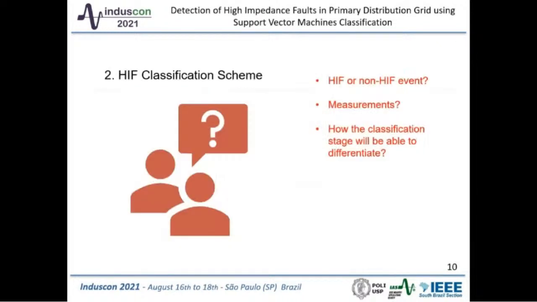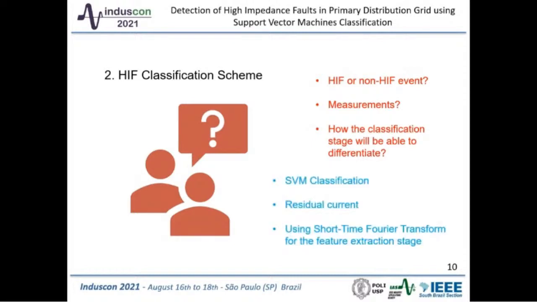This way, the questions we try to answer with this work are: how can electric power utilities detect more accurately the occurrence of such events? How to establish a classification system that is able to correctly differentiate between a high impedance fault event and a normal transient event of the network, avoiding unnecessary alarm? This work tried to establish answers to these questions.